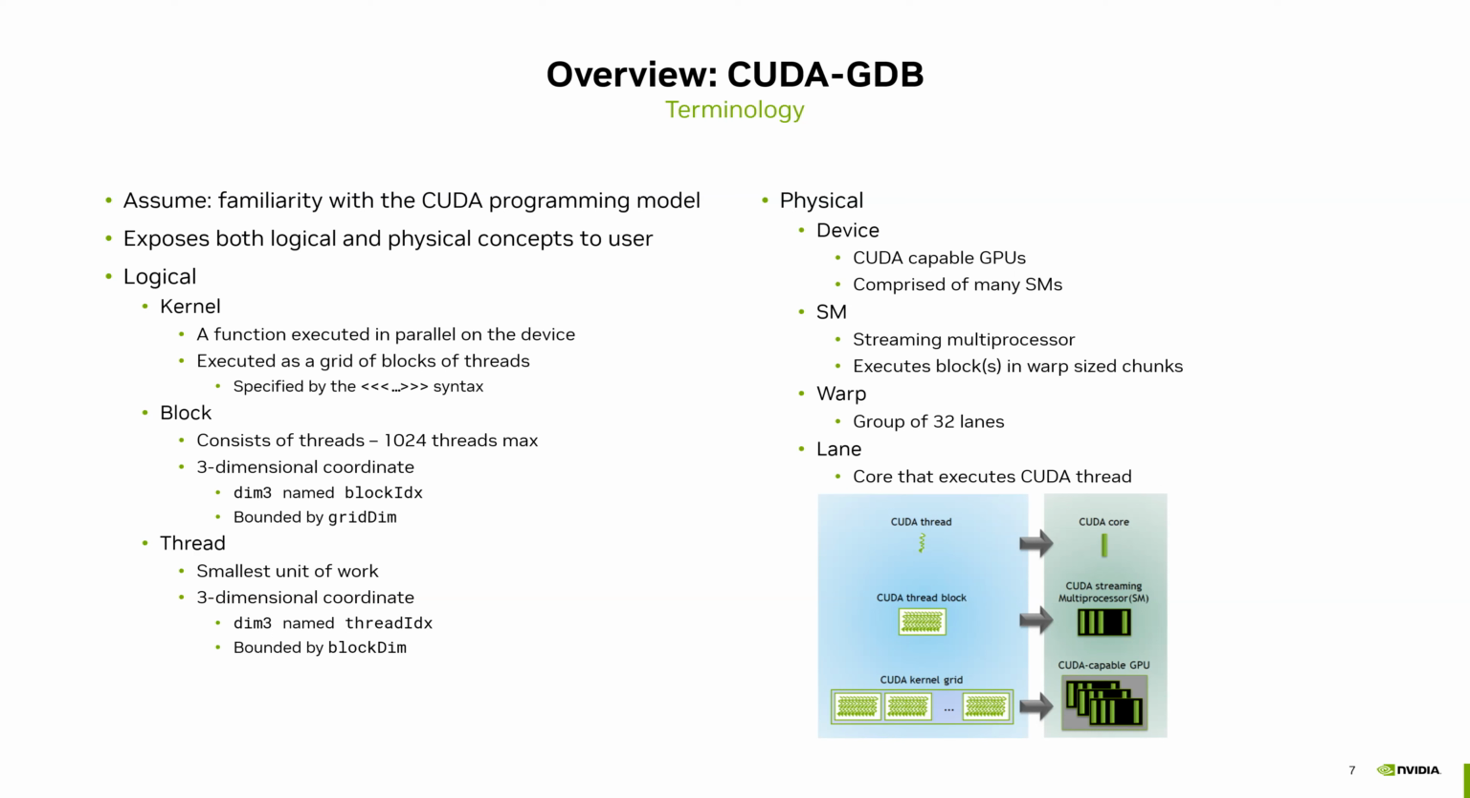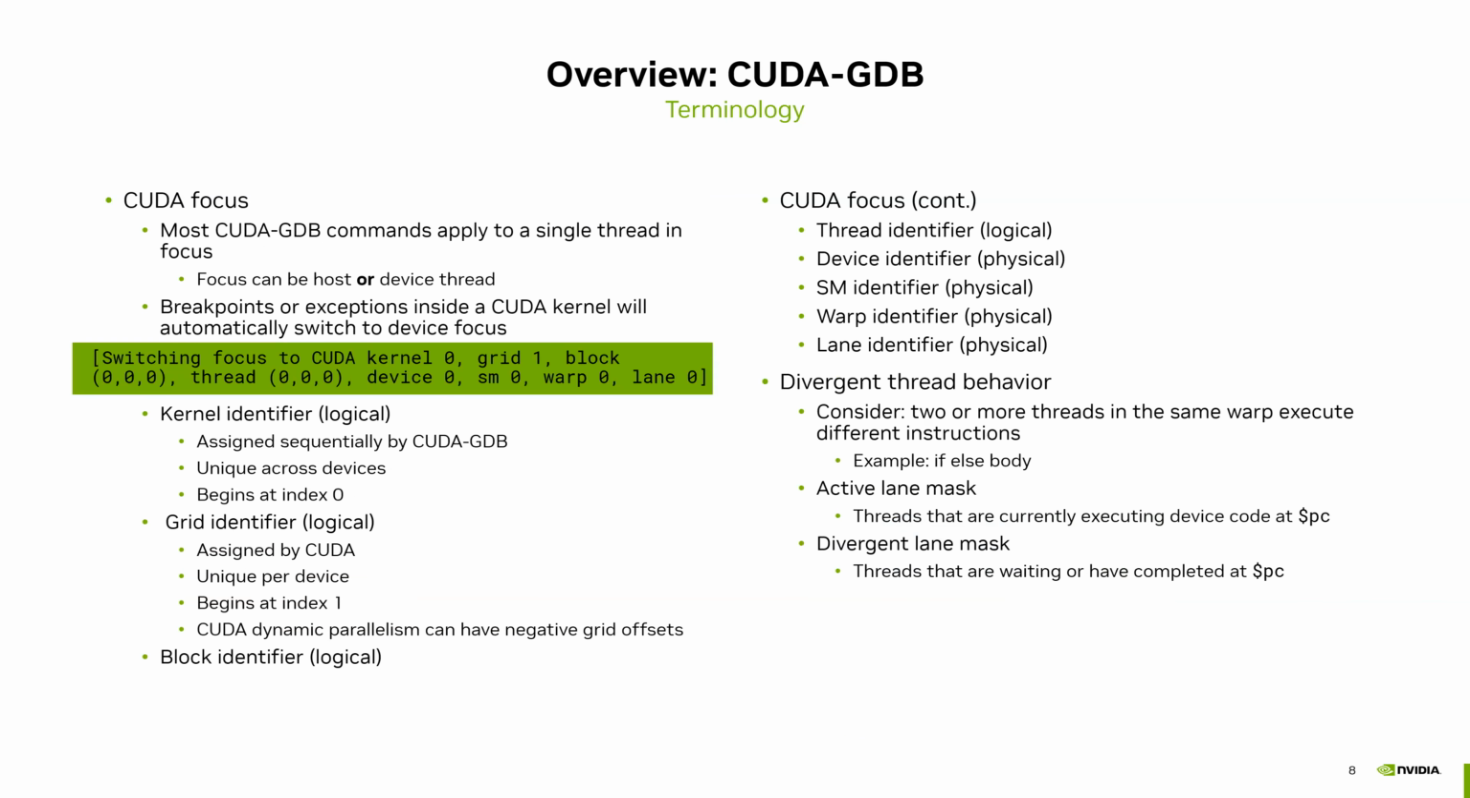On the physical side, we have a device. This is a CUDA-capable GPU. It's comprised of many different SMs. SM stands for streaming multiprocessor, which is going to execute blocks in warp-sized chunks. And a warp is a group of 32 lanes or threads. And a lane, of course, is the core that executes a single CUDA thread.